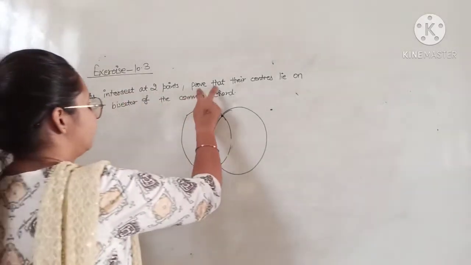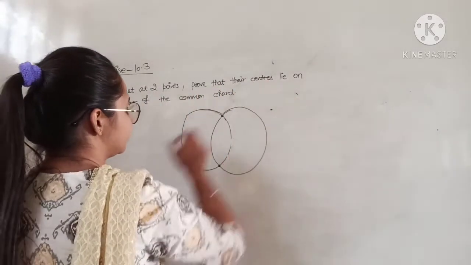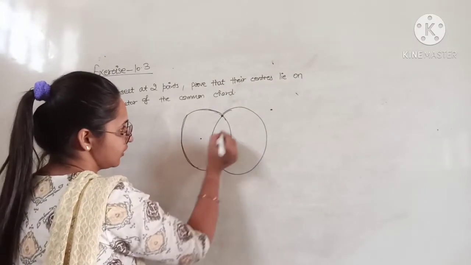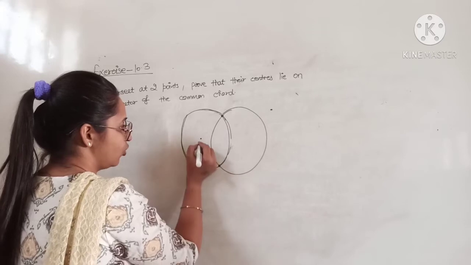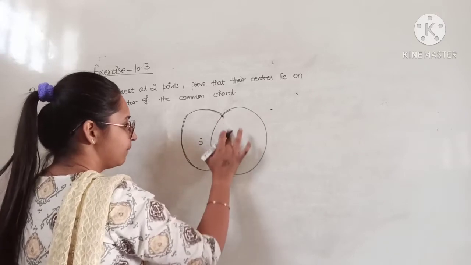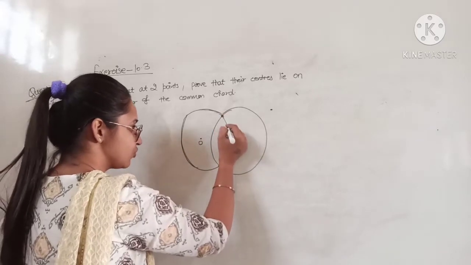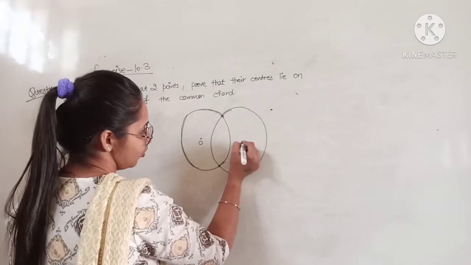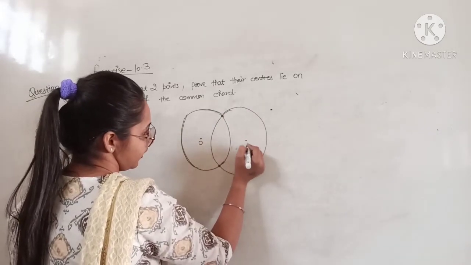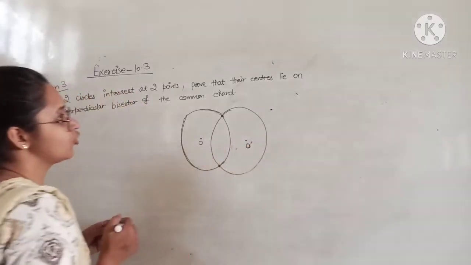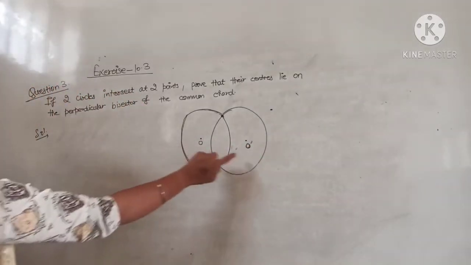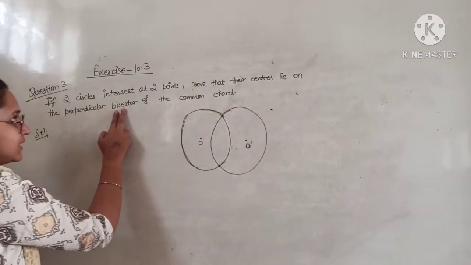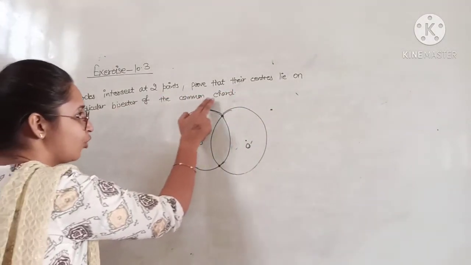Now, we have to prove that their centers... First of all, see that the center of this first circle is O, and the center of the second circle is O dash. But the question is, prove that their centers lie on the perpendicular bisector of the common chord.